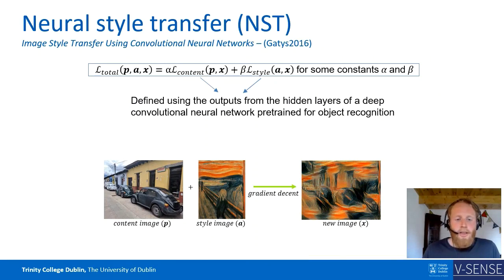Here, the outputs from the hidden layers of a deep convolutional neural network pre-trained for object recognition are used to construct content and style representations of an input image, which can then in turn be used to define content and style loss functions. Starting from white noise, a new stylized image X is generated through an optimization process, iteratively updating the image X using gradient descent so as to simultaneously minimize the content loss between X and the content image and the style loss between X and the style image.